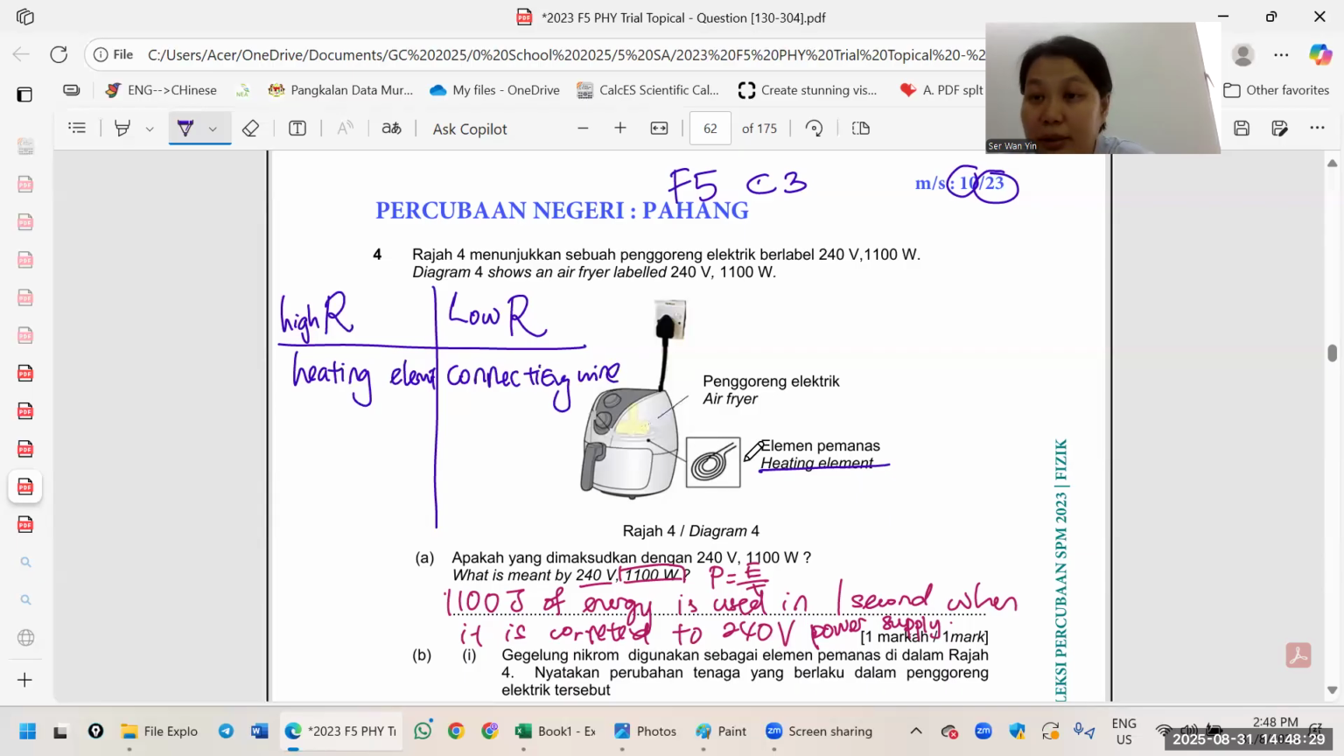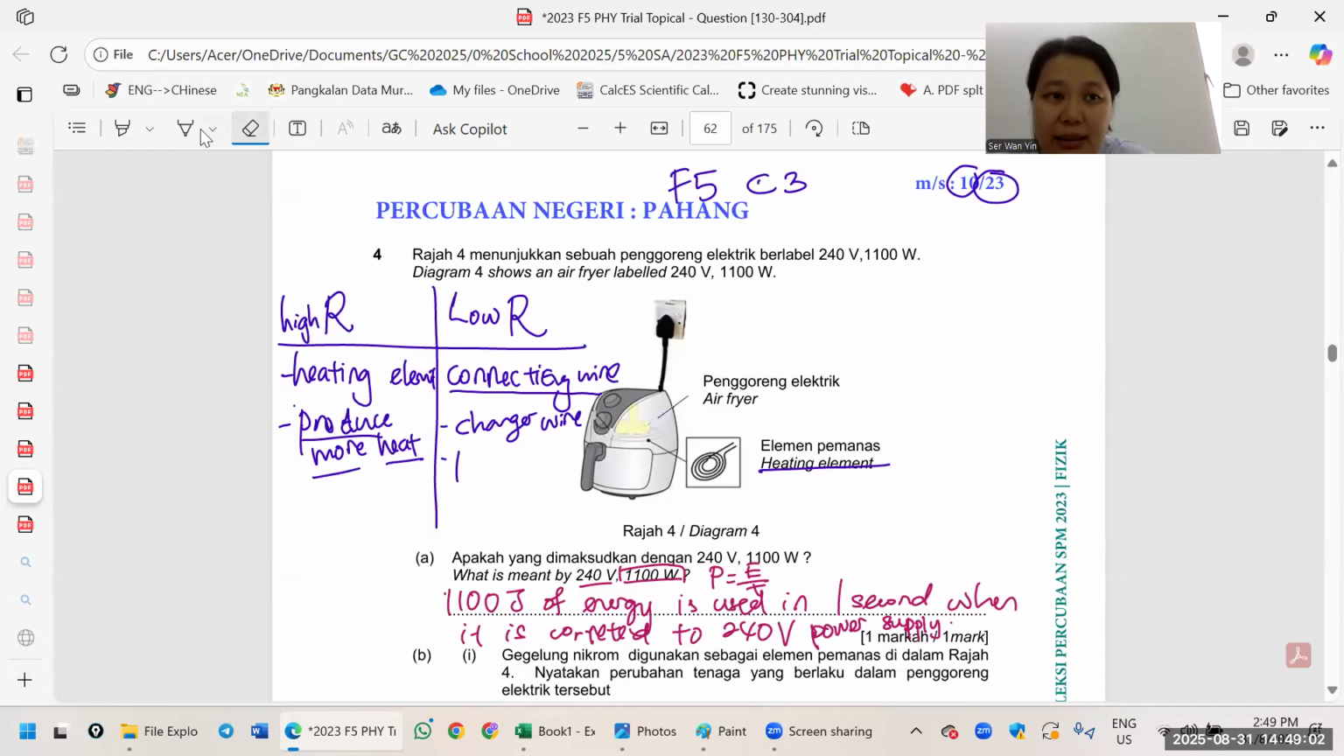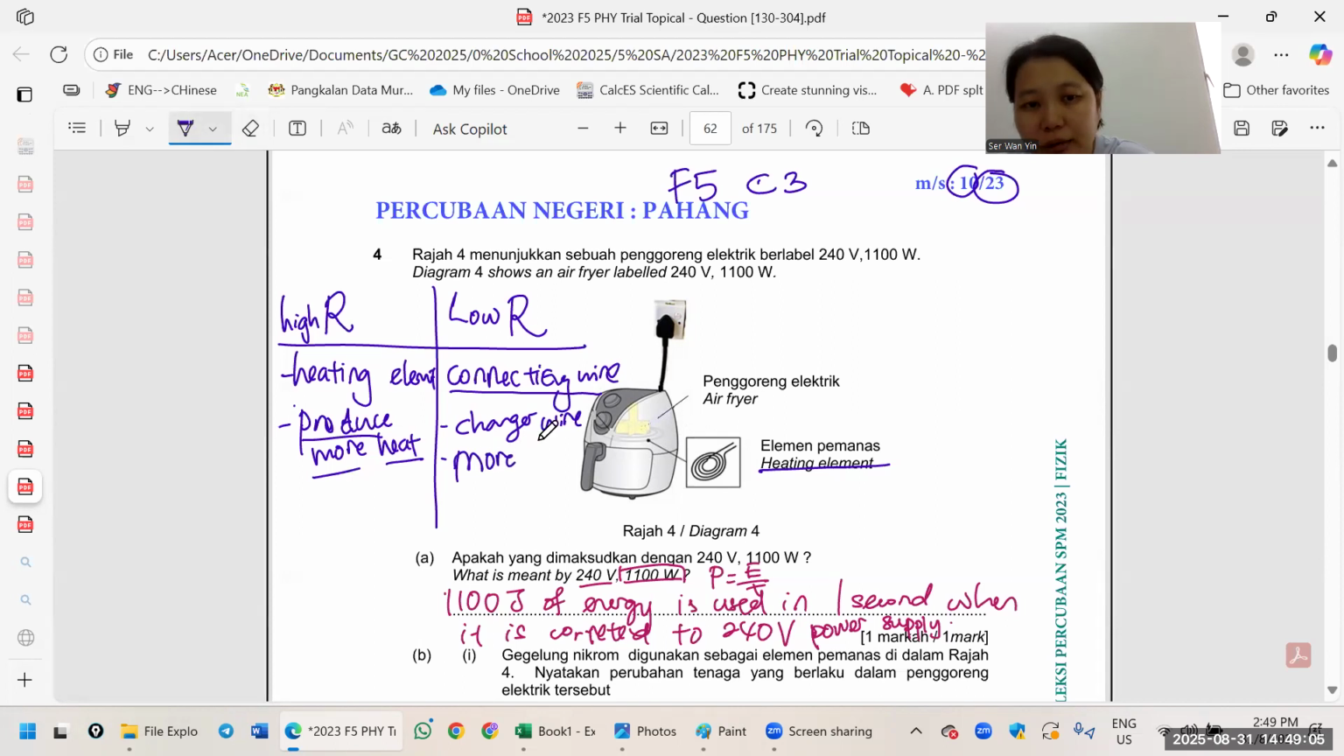Now, for example, all of this will produce heat. So why can high resistance produce more heat? When you want to say produce heat, please always use the description produce more heat. Connecting wire, like your charger wire, we use low resistance, so it can let more current to flow. Okay?